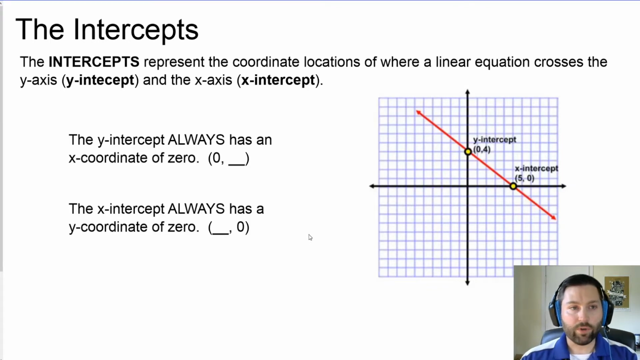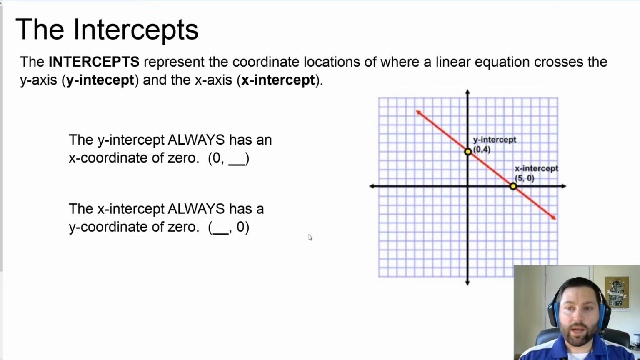So the other thing we're going to talk about is the intercepts. Remember that the intercepts represent the coordinate locations of where a linear equation crosses the y-axis, called the y-intercept, and the x-axis, called the x-intercept. The y-intercept always has an x-coordinate of 0, and the x-intercept always has a y-coordinate of 0. So take a look at the graph here. The y-intercept here is (0, 4), and the x-intercept is (5, 0).